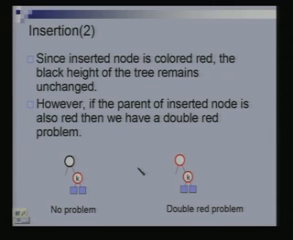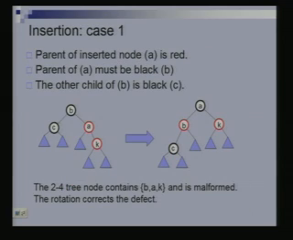So remember that in the case of deletion, the problem was arising because the black height was changing, and all along we were trying to take care of that problem. We never encountered a double red problem in the case of deletion. In the case of insertion, however, we will never have the problem of black heights not being uniform. The black heights of all the external nodes will be the same, no problem on that front, but the problem will be one of a double red, okay? So we have a double red problem, and let's see how to take care of this problem now.